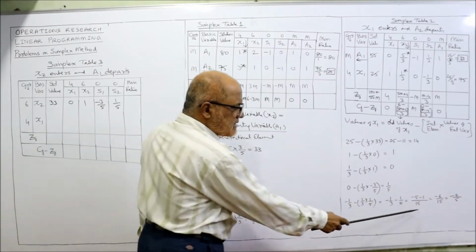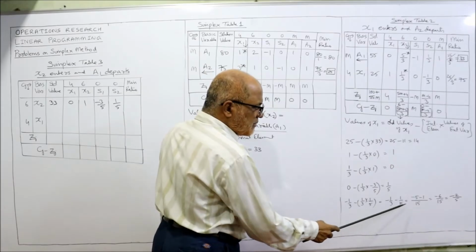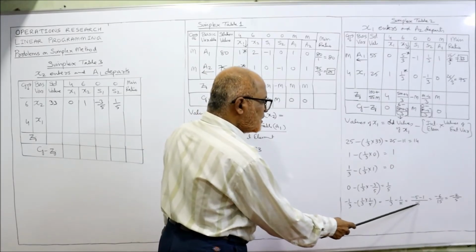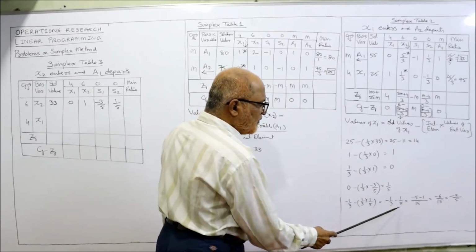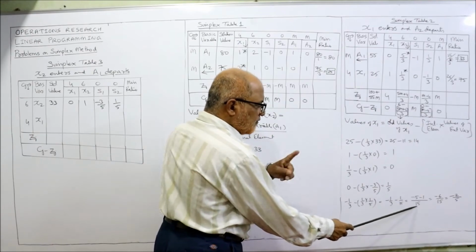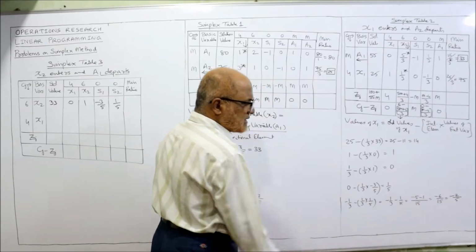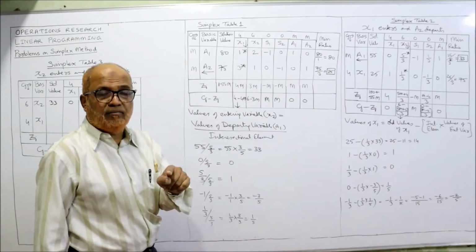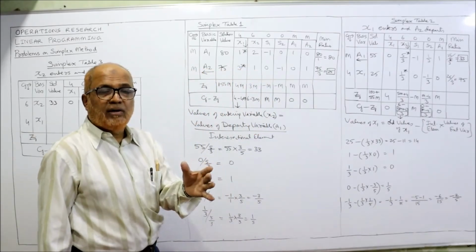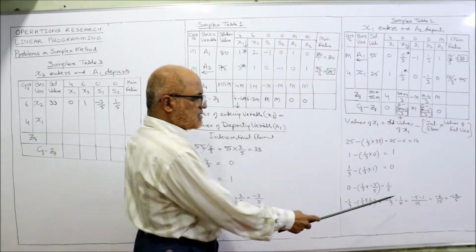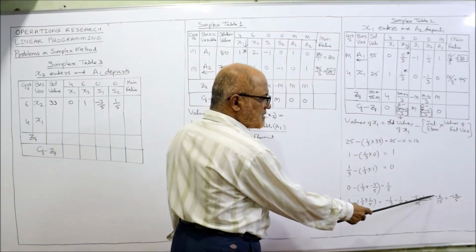So if we take the LCM 15, 3 how many times gets 15? 5 times. So 5 ones are 5, minus 5. 15 how many times gets 15? 1 time. 1 into 1 is 1. So minus 5 minus 1 is minus 6. We are not multiplying, remember, we are not multiplying minus into minus. We are simply adding up the minus signs. So minus 5 minus 1 is minus 6.